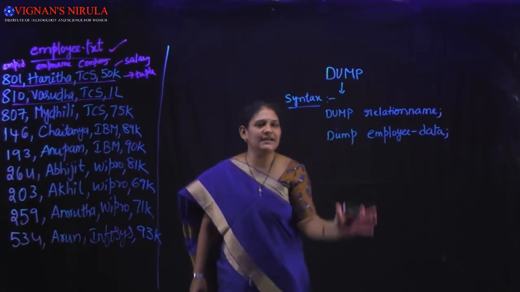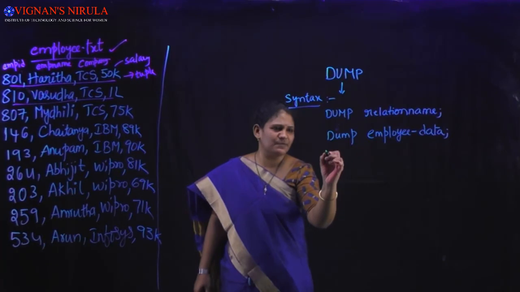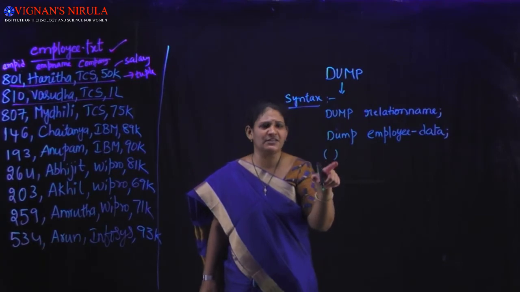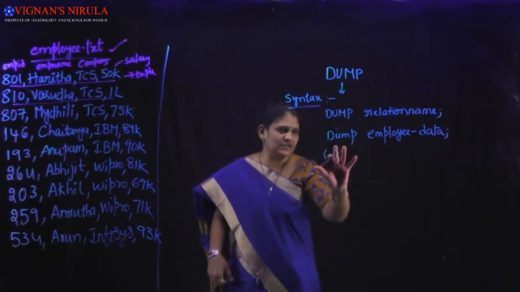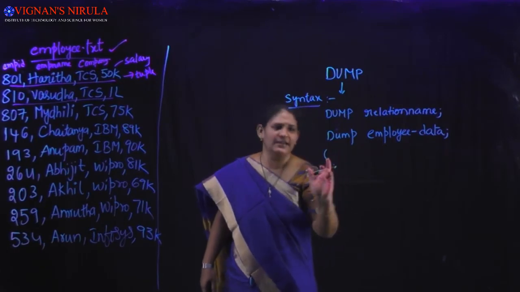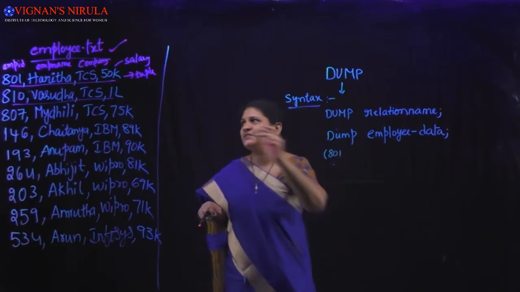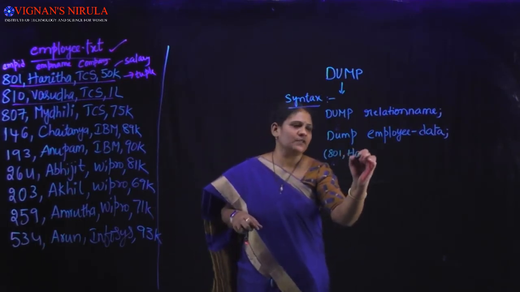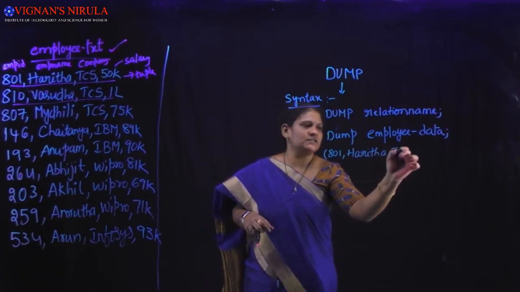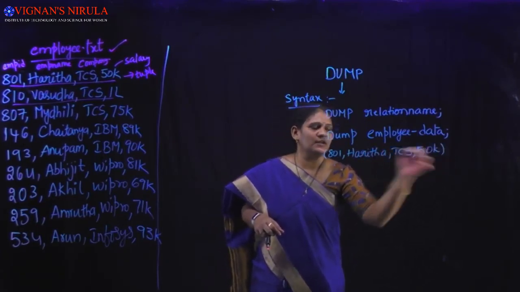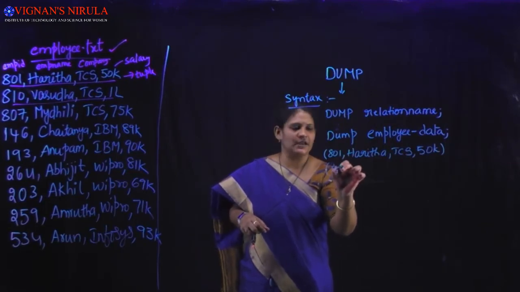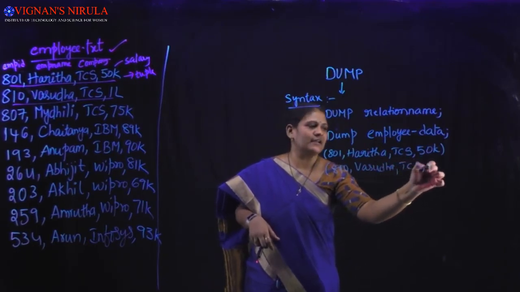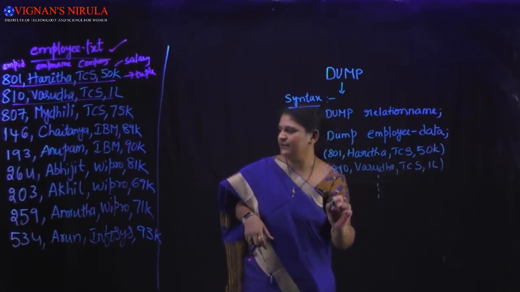It displays all the data in tuple format. A tuple is represented with open and closed parentheses. How many tuples are there? 1, 2, 3, 4, 5, 6, 7, 8, 9 tuples. So 801, Harita, TCS, 50K is one tuple. Second tuple: 810, Vasudha, TCS, 1 lakh. Likewise, it displays all the tuples till the last one.